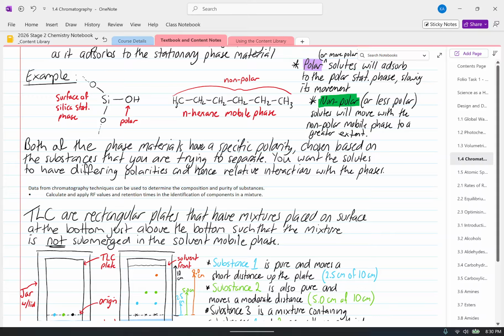So if you have a polar stationary phase and you have a substance that doesn't move through it very quickly, it's going to indicate that it's the most polar. If you have a substance that moves more quickly through it, it indicates that it's less polar.